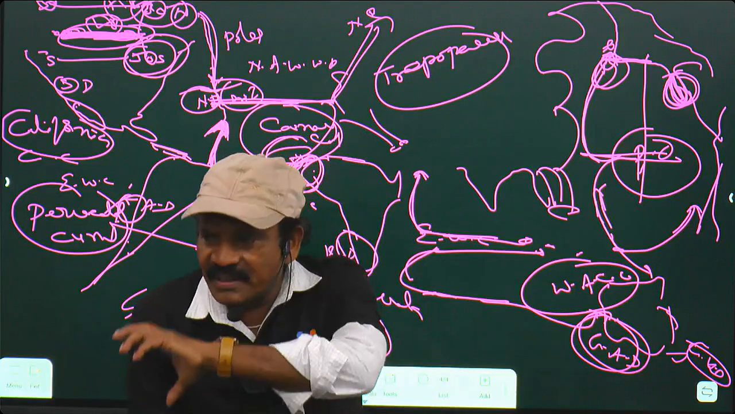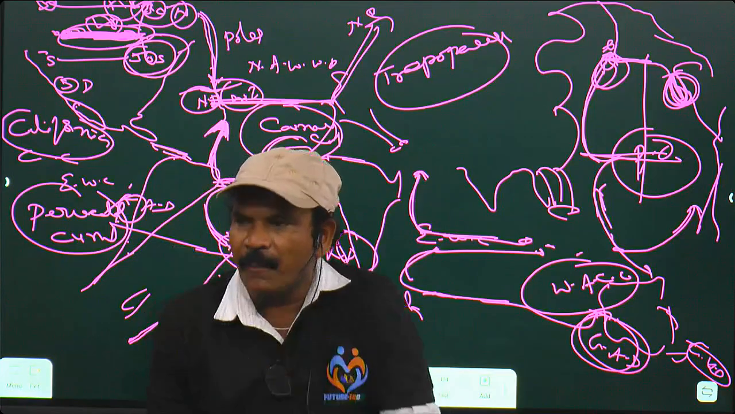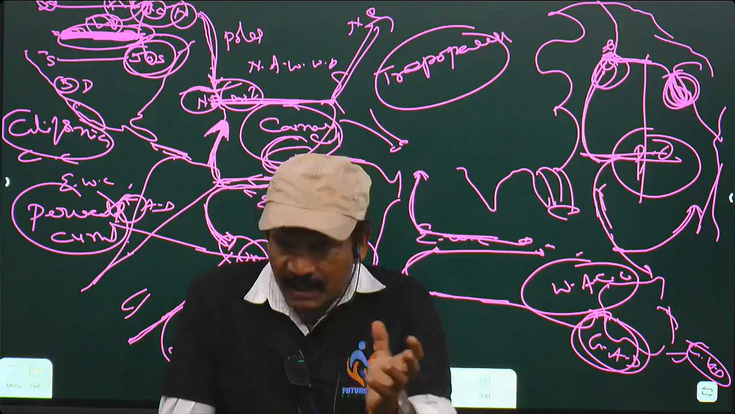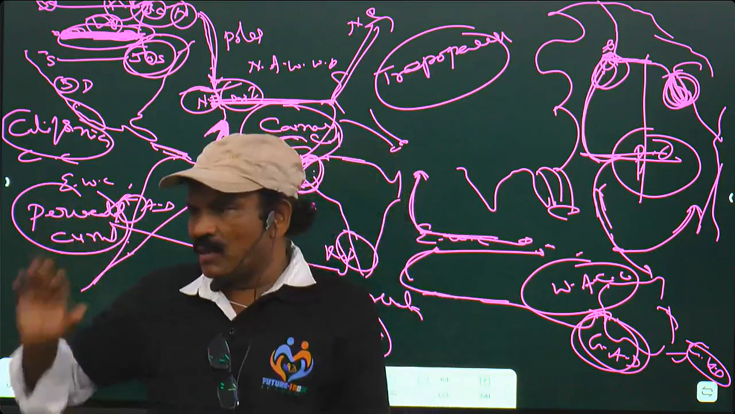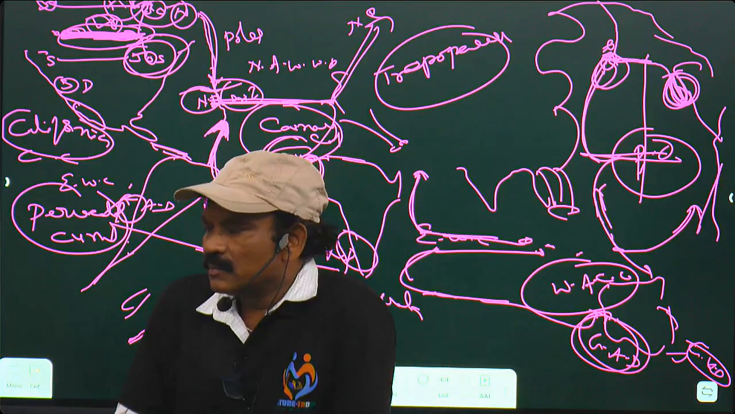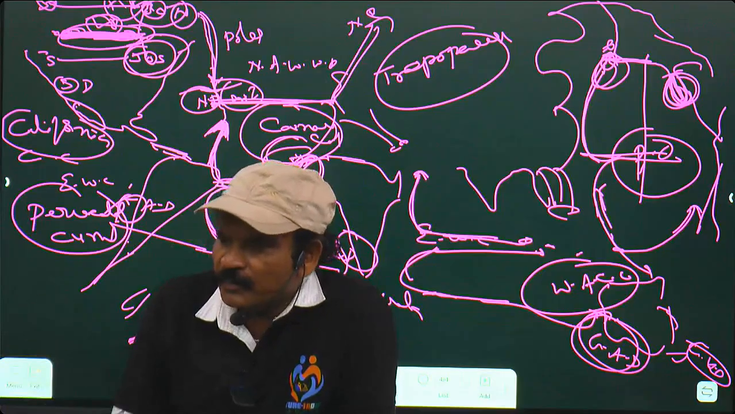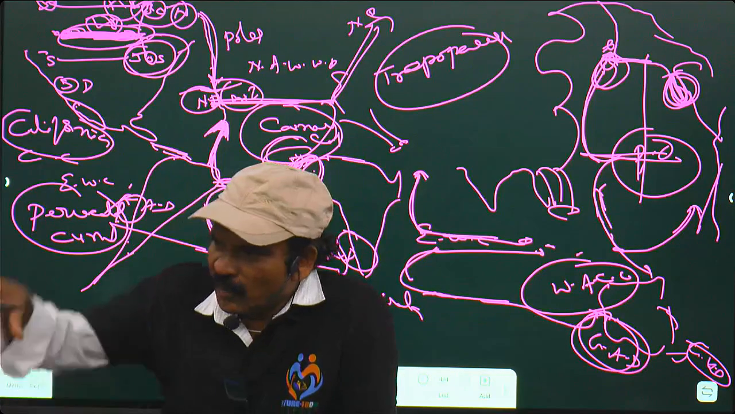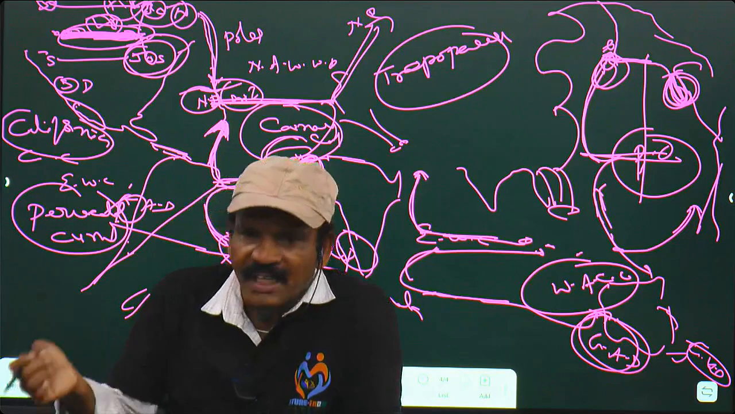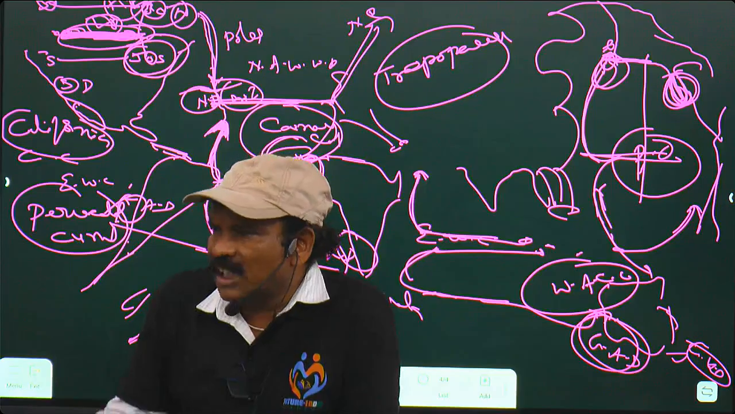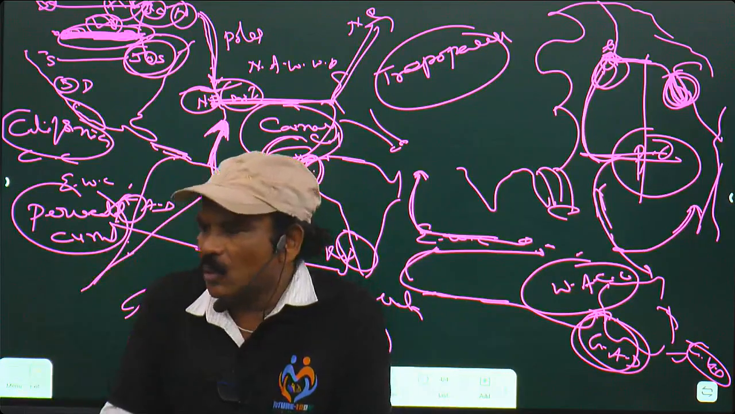Drift currents are originated due to the merging of warm currents and cold currents. Next point.